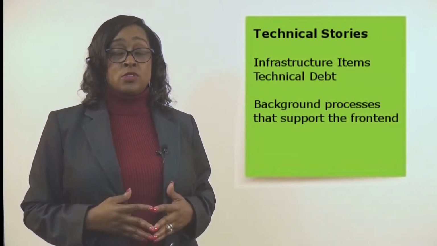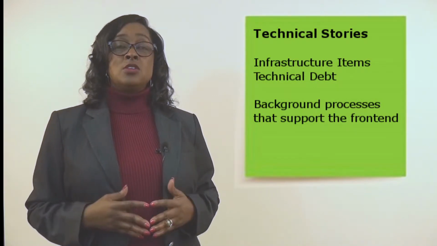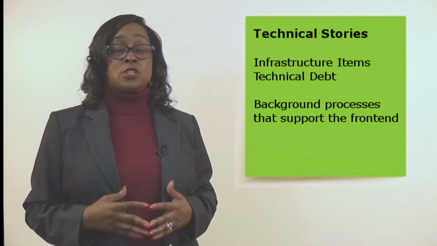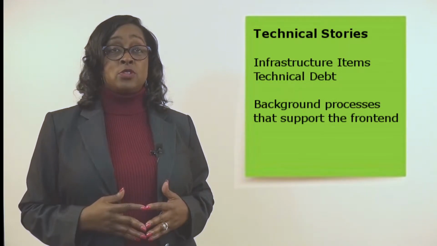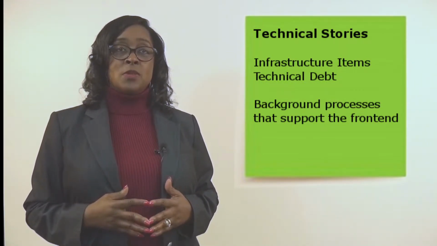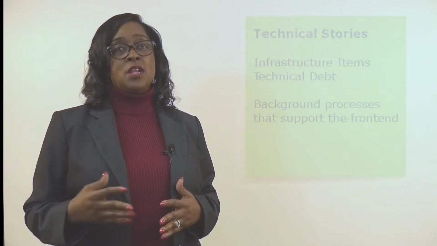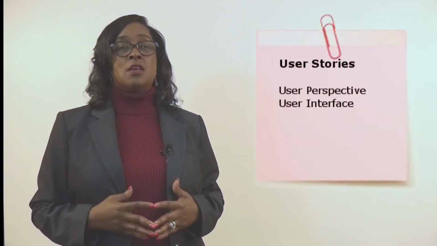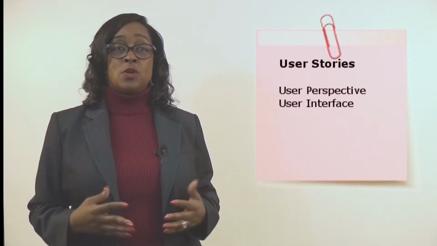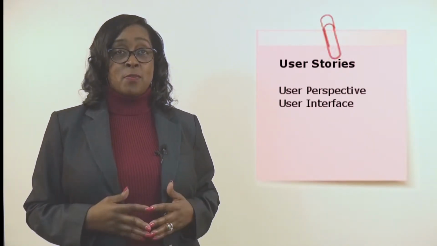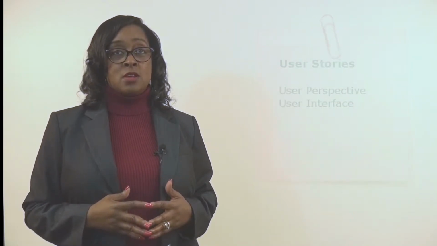Now let's talk about some of those work items. Technical stories, for example. These are stories that focus on infrastructure type items, or what I also refer to as technical debt. These are some of the background processes that support the front end. Many times your user stories represent the user's perspective or the user interface, but we have to have a balance of those back end processes. So your backlog should have a healthy number of technical stories or technical debt.